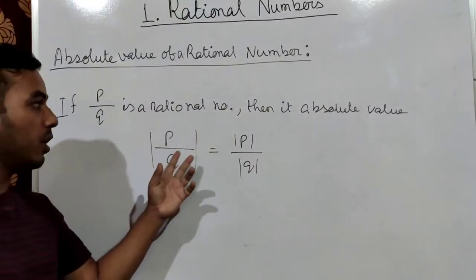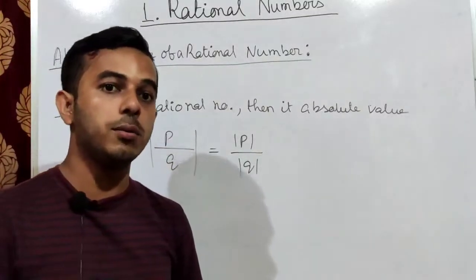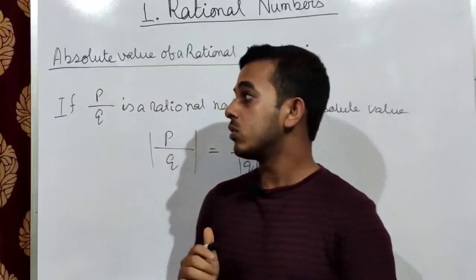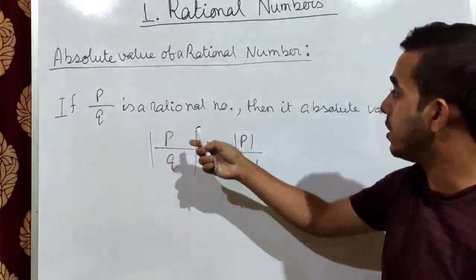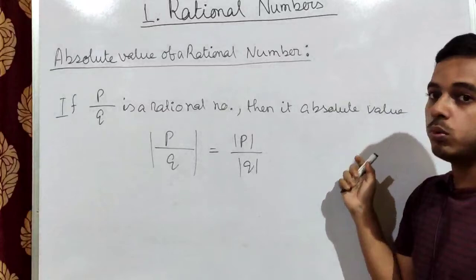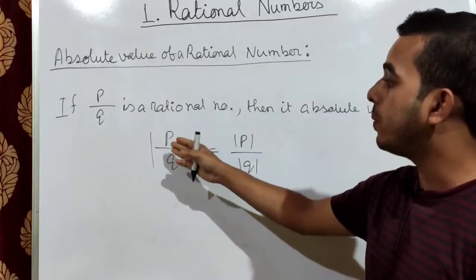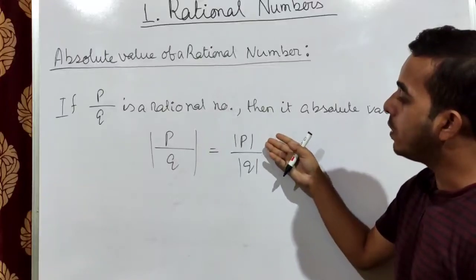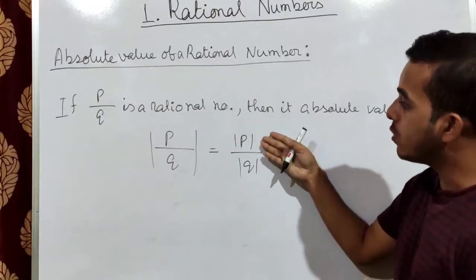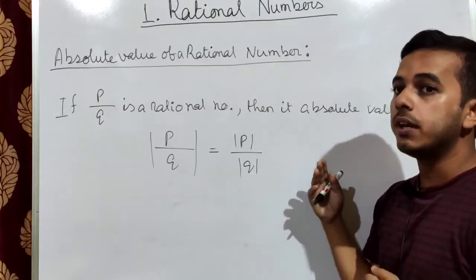If we apply mod, it will remove the negative sign, right? So if p by q is a rational number, then its absolute value can be expressed in the form mod p by q, that is equal to mod p divided by mod q. This mod helps us to remove the negative sign.